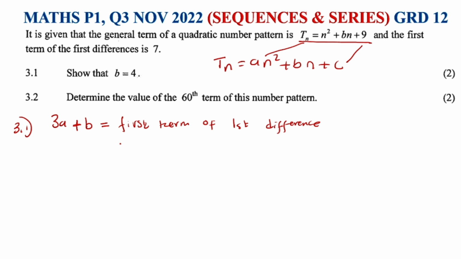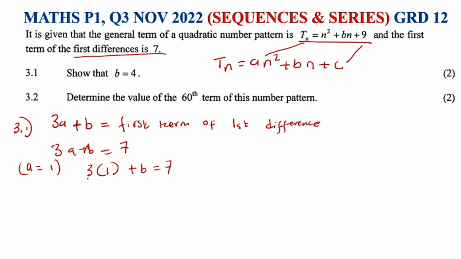Therefore, 3a + b is equal to 7, since the first term of the first difference is equal to 7. We know that a in that case is equal to 1. Therefore, if we substitute a in this equation, we should be able to get b. We're going to solve for b.